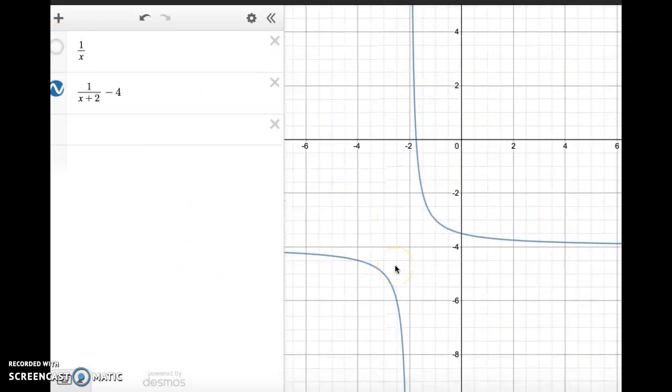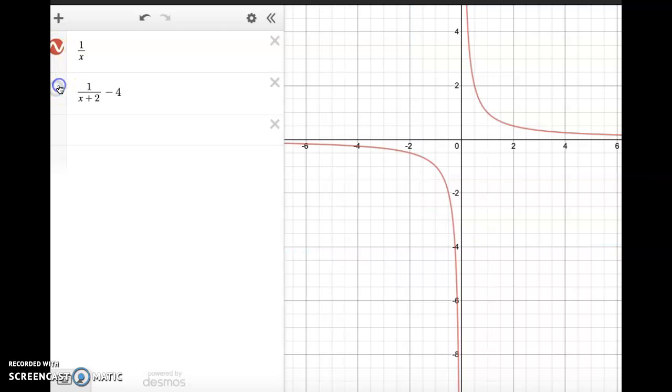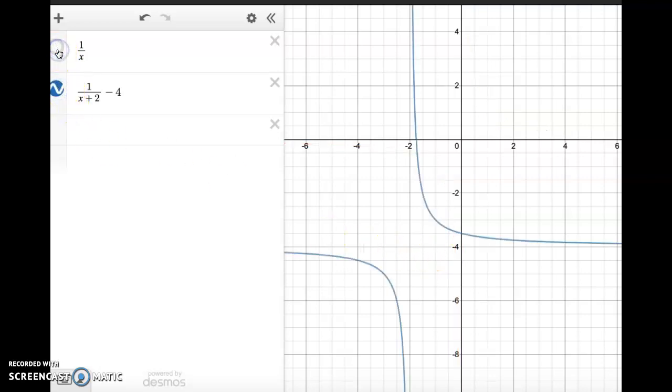I'm just showing you this because there's a lot going on in the Smart Notebook page, but this is what it looks like. It starts like this, and then I apply those transformations, taking it down 4 and to the left 2, and it turns into this function.